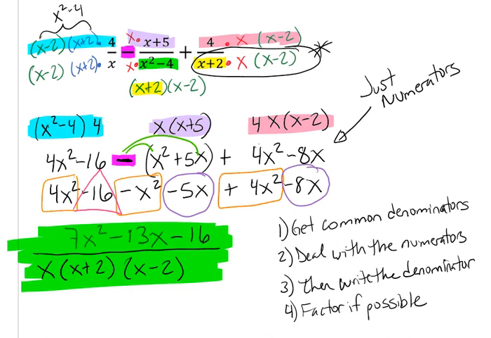So there's basically 4 steps here. The first one is to get common denominators, and that's what we did here. Then you need to deal with your numerators, and that's what we did right here. We multiplied them out and combined those like terms. Then do your third step: you write your denominator down, and we did that right here. And then factor if possible, in which case we couldn't factor ours, and so we finished.